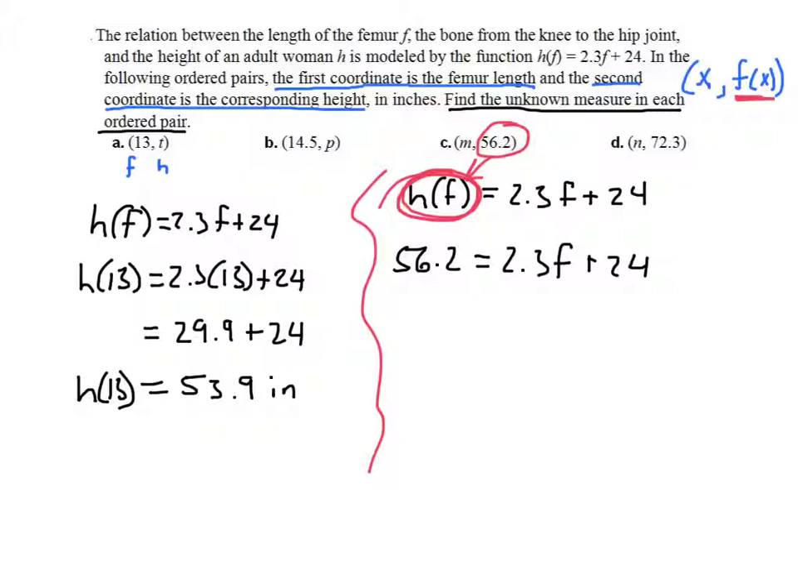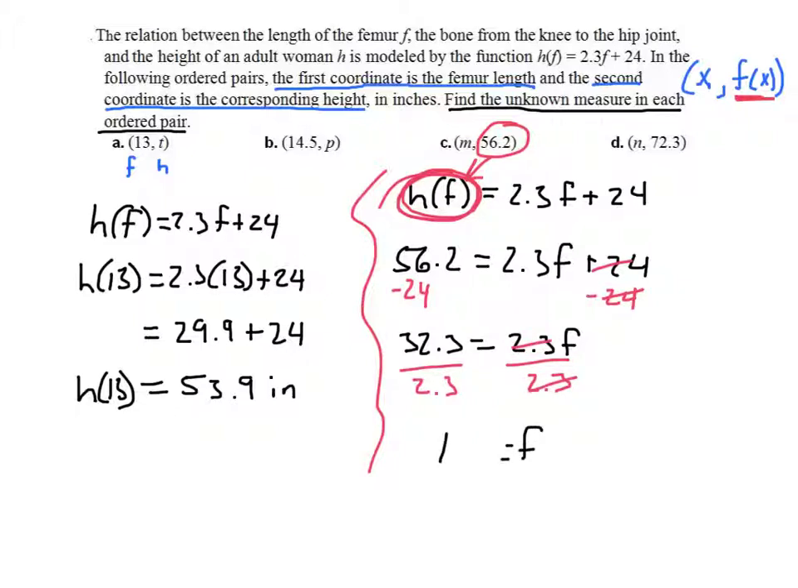And now we solve. So how are we going to solve this? Yeah, we're just going back to Algebra 1, right? We subtract 24 from both sides. And so we then get 32.3 equals 2.3f. Now what? Divide by 2.3. And therefore the femur length is 14 inches.